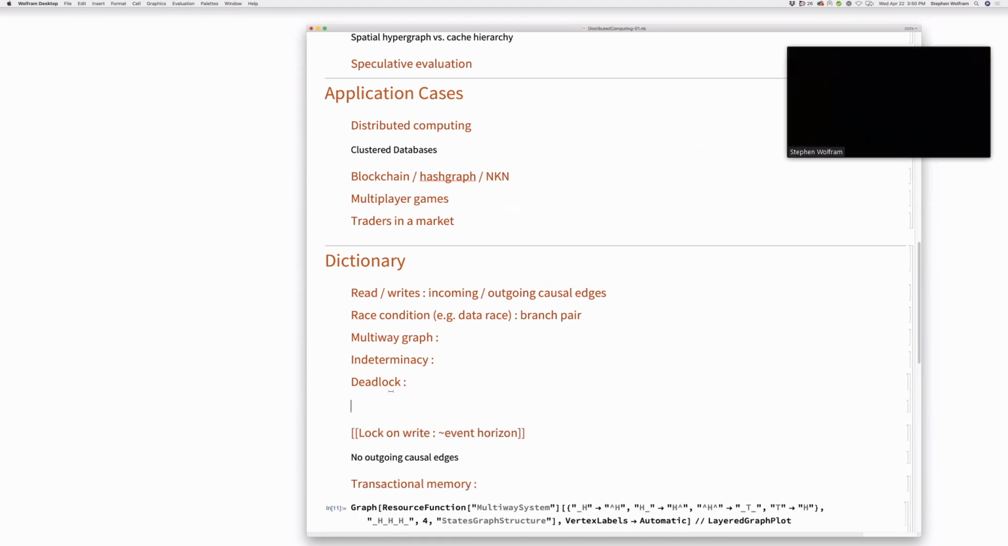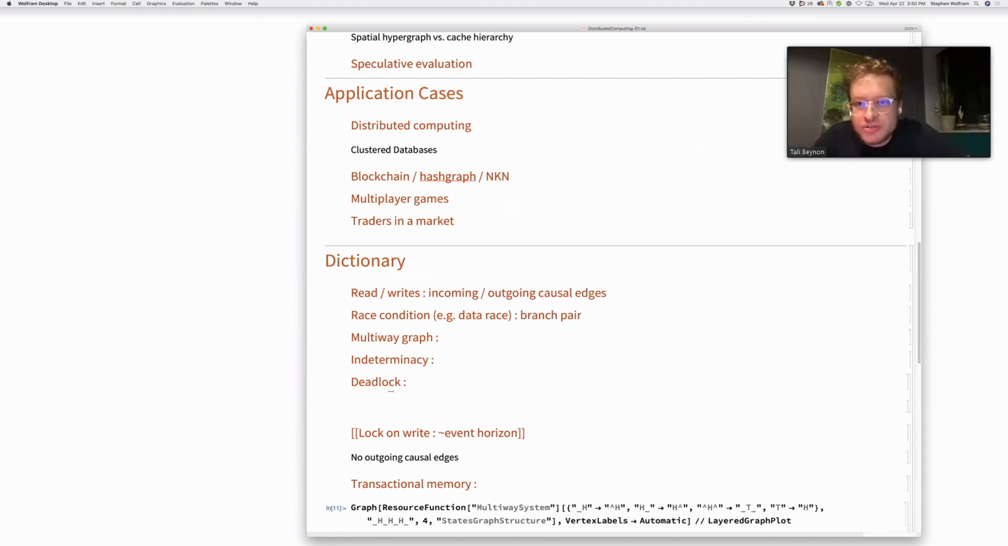Is it like a closed timelike curve? Thread A to release a lock. Is it like a closed timelike curve? I wouldn't say so. I would say it's mutual dependency, which means that no one can make progress. So literally, there's no successor state. That's why it's a singularity.